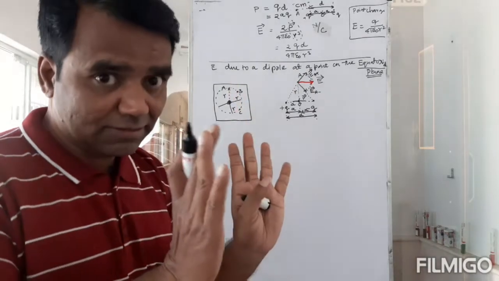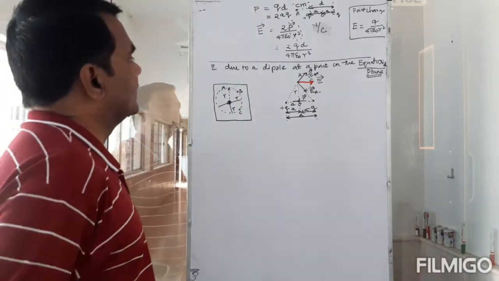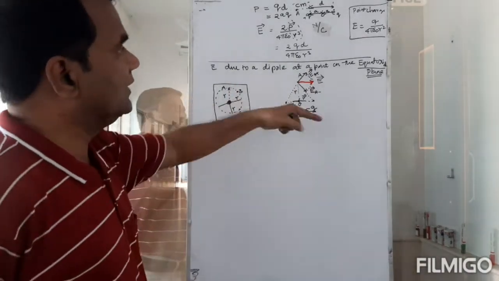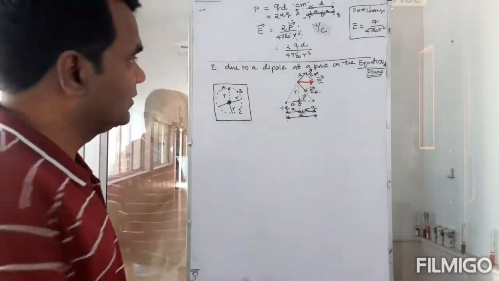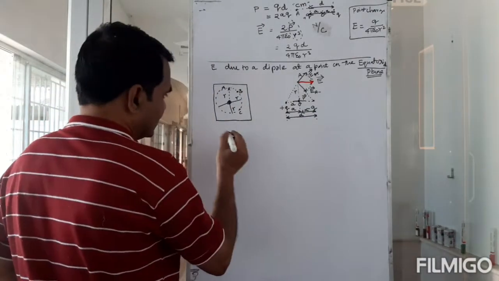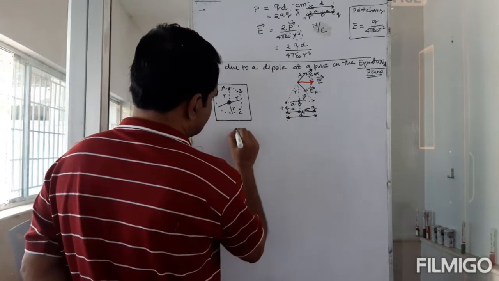So that is clear. Second, how do you calculate EA plus? It's very simple. So how do you do that? First, EA plus.